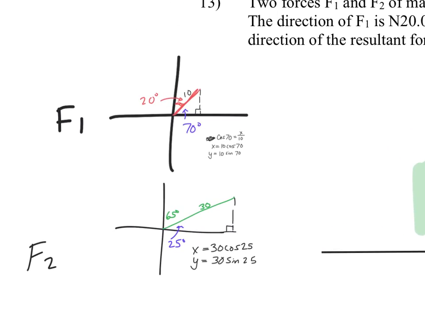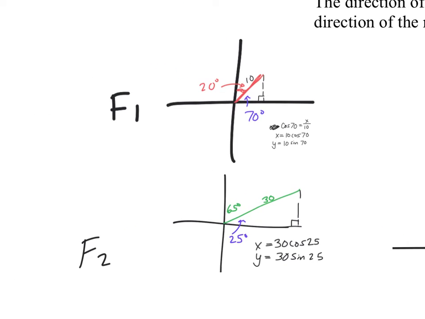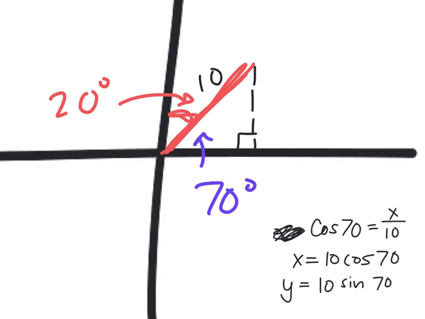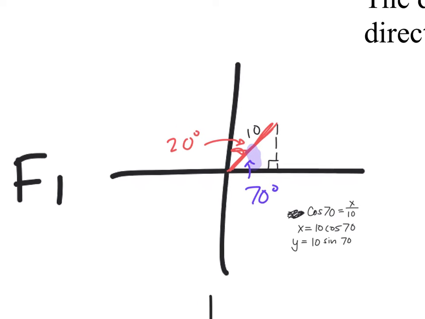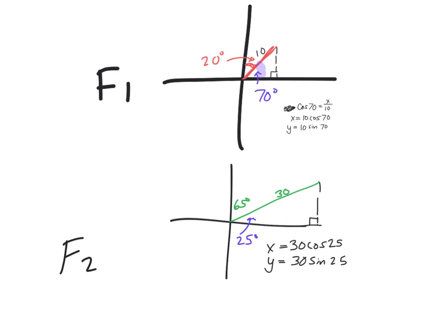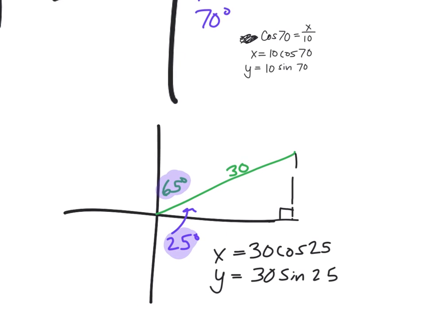So what I did is I said, well, let's figure out each of these forces independently in terms of i and j. Well, force 1 has a magnitude of 10, and it occurs at a 70-degree angle. Remember that when we talk about bearing, that 20 degrees is represented here, but the complement, that 70-degree angle, is really what we're going to use when we're dealing with our trig. Similarly, force 2 has a magnitude of 30, and that's at an angle of 65 degrees north of east. So we're going to use the complement angle there, that 25 degrees. And what that allows us to do is use our right triangle trig here.